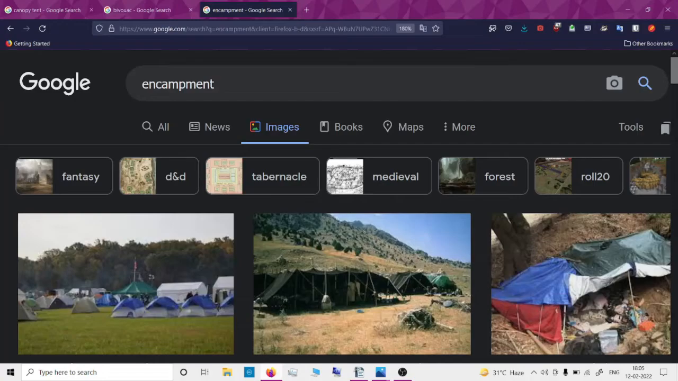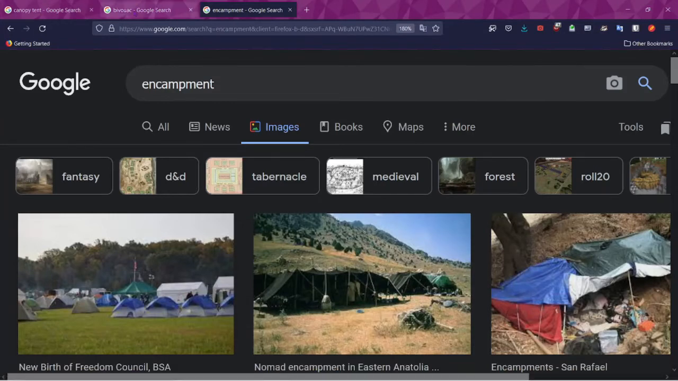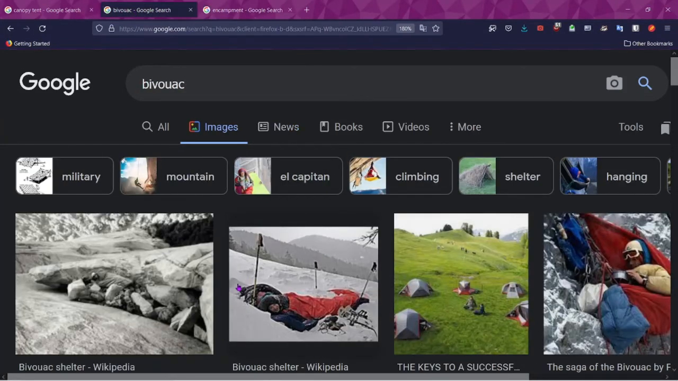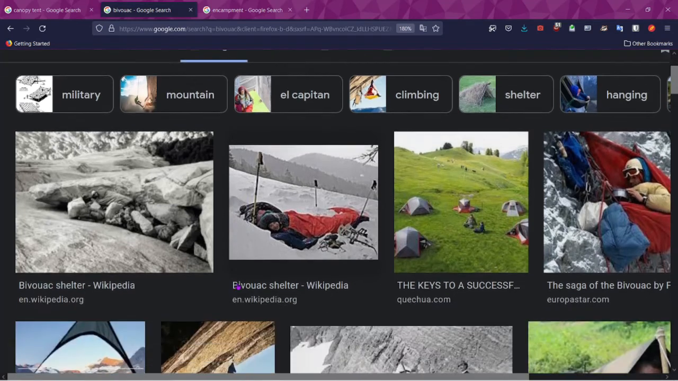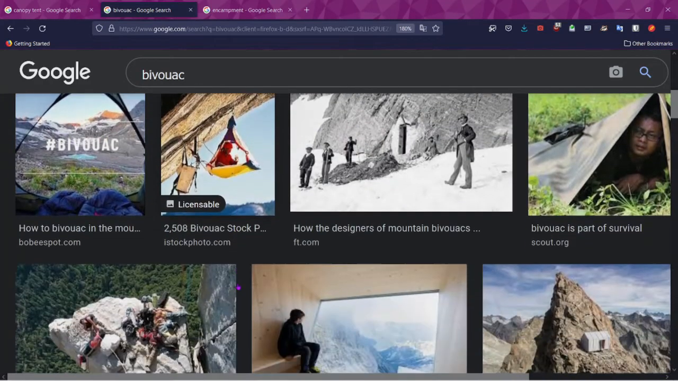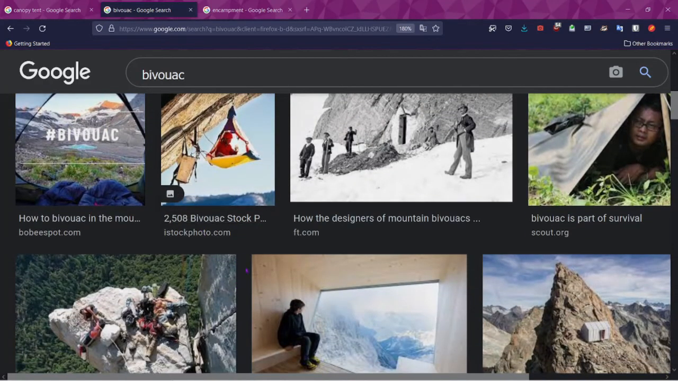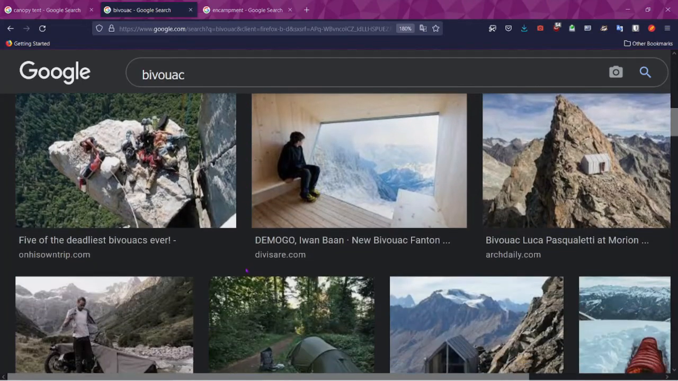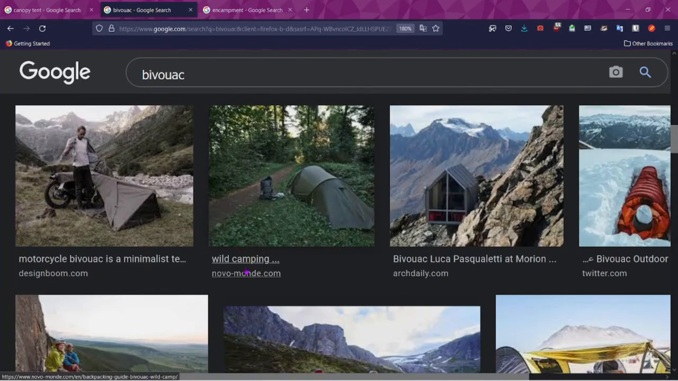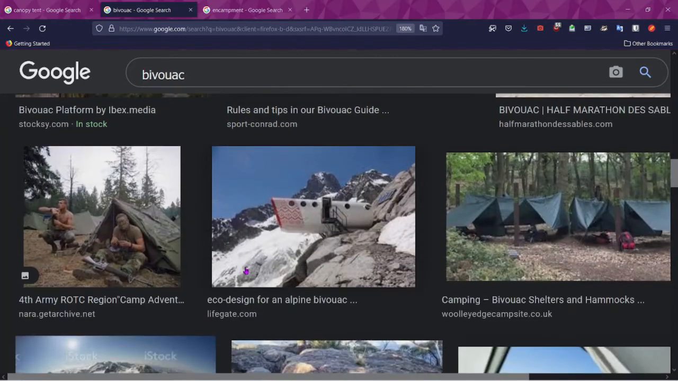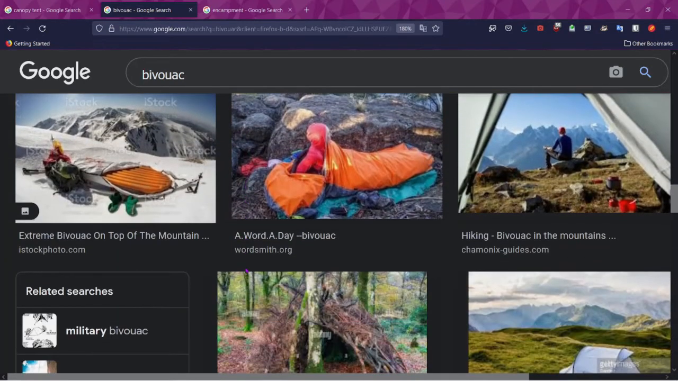I will show you the picture to get a better idea. So this is bivouac. See, like this. It's not exactly a tent. You feel like it's a tent, but it's not a tent.